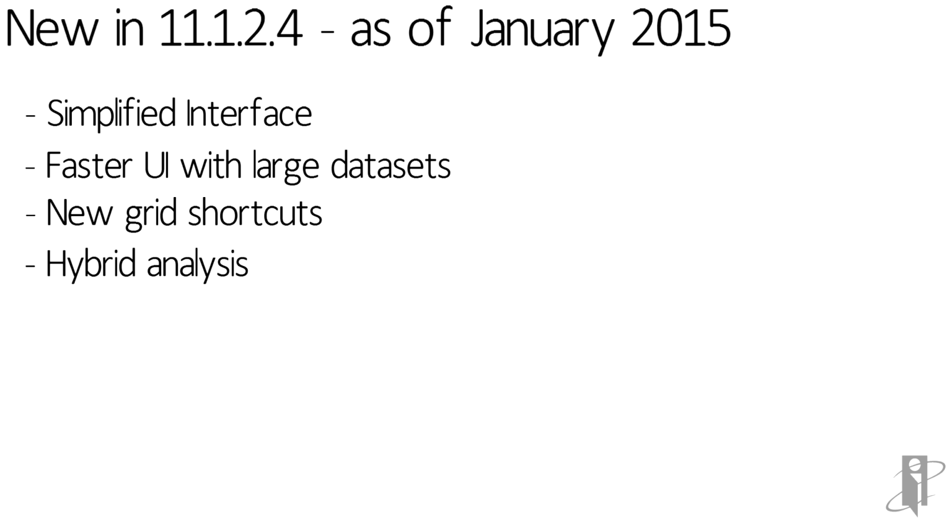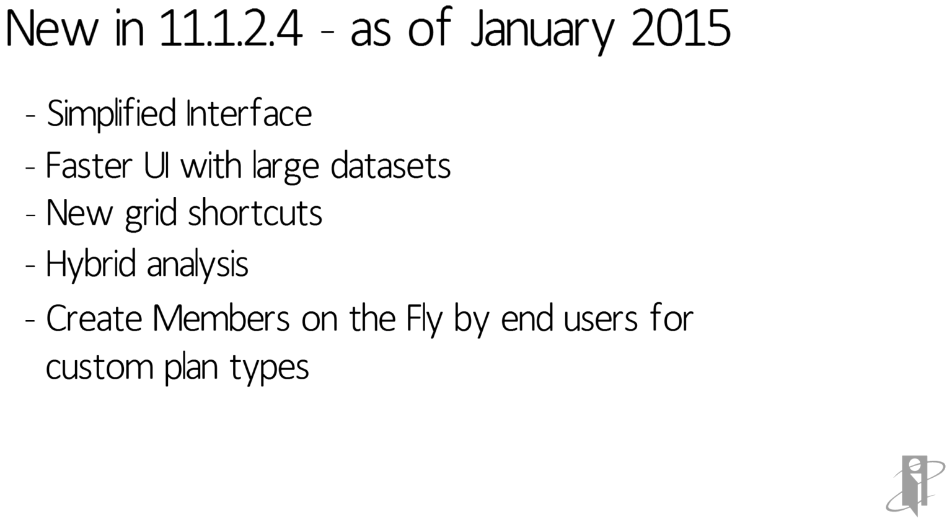It stores data in block storage data and index files, but also creates a directory similar to ASO. Hybrid aggregation was first introduced in 11.123.500, but in 11.124, more calculator functions are supported as well as dynamic time series and time balance functionality. Adding members on the fly first became available in 11.123.500, but it was only for out-of-the-box modules, which are the Workforce, CapEx, and PFP. In 11.124, it can be added for custom plan types as well.